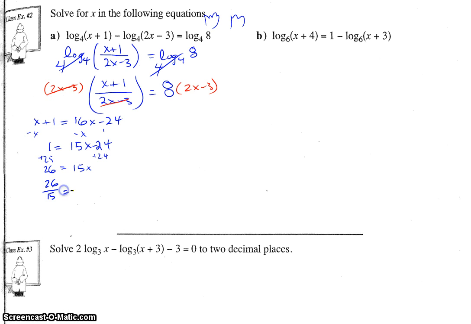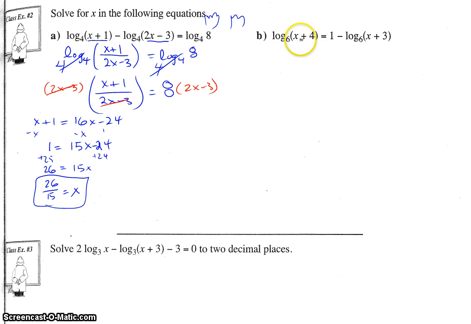26 over 15. And let's see, can we reduce that? No, 26 only has 1, 2, 13, and 26 as factors. Okay, so we're there. Now, with log equations, always, always, always check to make sure that this answer for x does not result in us logging a negative number. So 26 over 15, that's a little less than 2. So if we put a little less than 2 in here, still positive. A little less than 2, still positive. Okay, so that means this answer is good to go. We're fine with that.